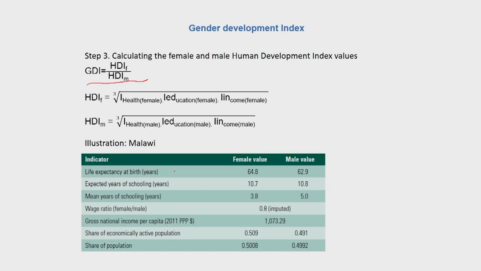So, for the life expectancy indicator, the female and male values are given as such: expected years of schooling, mean years of schooling. The wage ratio has been calculated based upon the formula that I just discussed, which is the wage ratio of female to male. Then the share of female and male population, share of economically active population for Malawi has been given in the form of a table here.